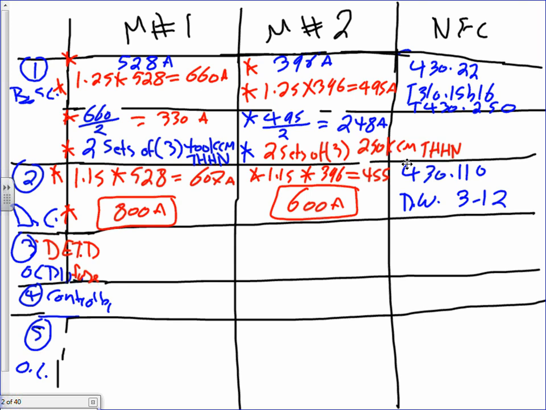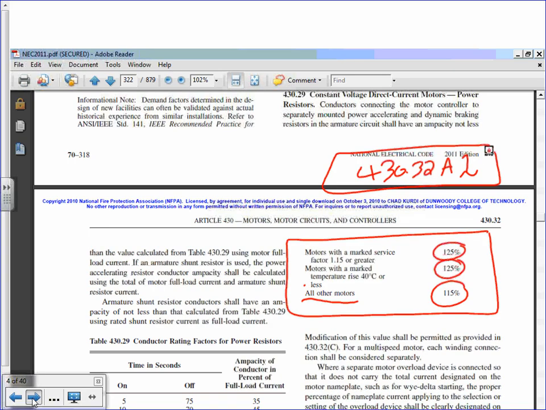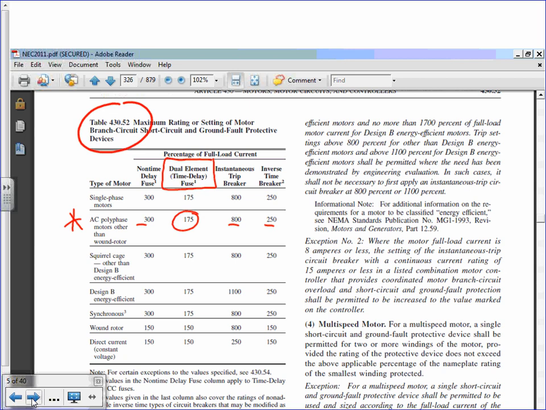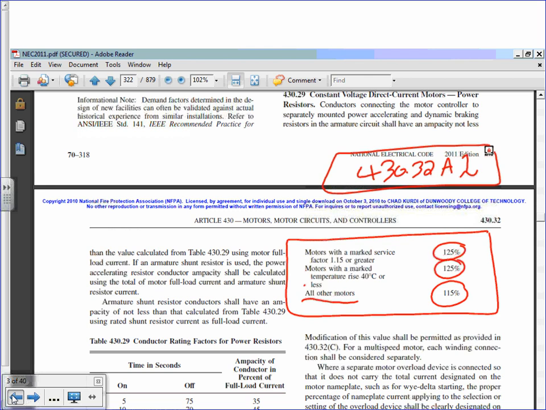Okay, number three, guys, is the overcurrent protection device. As we all know, it protects from short circuit and ground fault. I single-handedly decided to use, there are four types, a dual element time delay fuse. Just a quick flash, since we already have them. Here's the dual element time delay fuse, and the multiplier for three phase is 175. Everybody knows? Now, in the test, if I give you an inverse time circuit breaker, what's your multiplier? 250. If I give you instantaneous, what's your multiplier? 800. Cool?